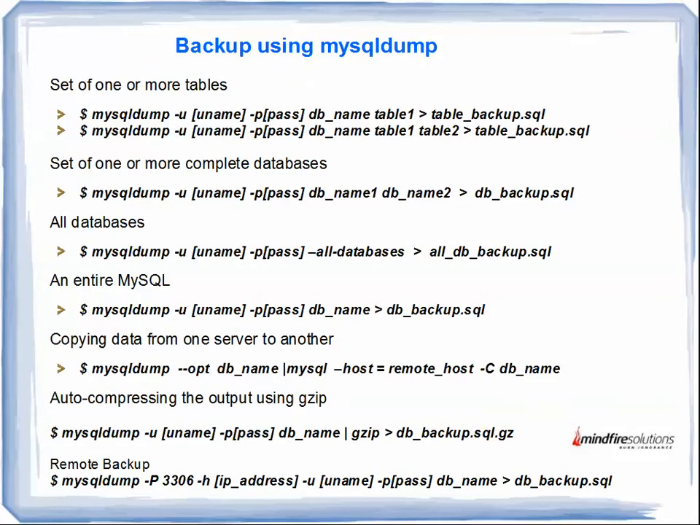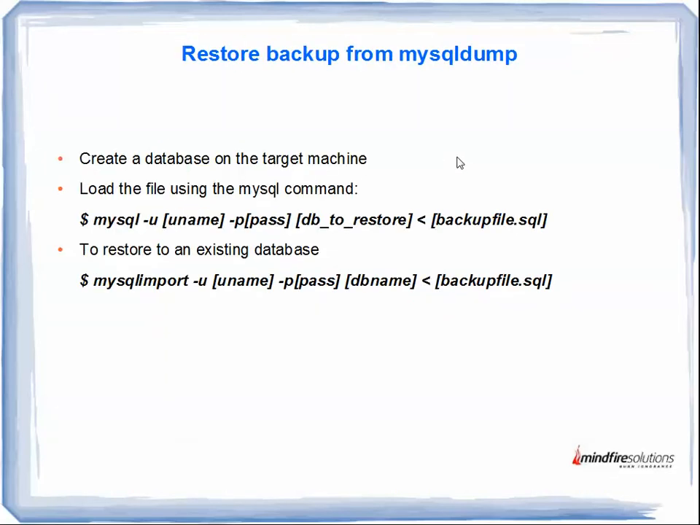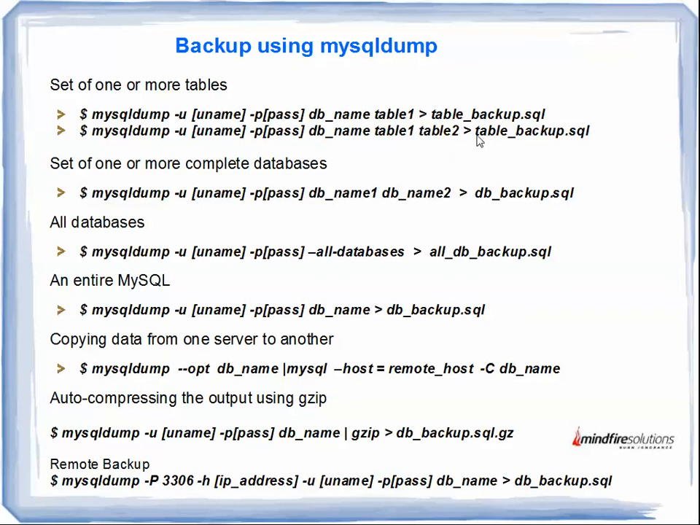This is a set of syntaxes that we use for backing up our database using MySQLDump. For backing up one or more tables, we can use this syntax: mysqldump -u, this is the username which is root, -p, your DB password, then your DB name and the table name, and this is the dump file name. For backing up multiple tables, we can just keep on adding the table names. And the dump file generated by this command will by default be stored in the bin folder.